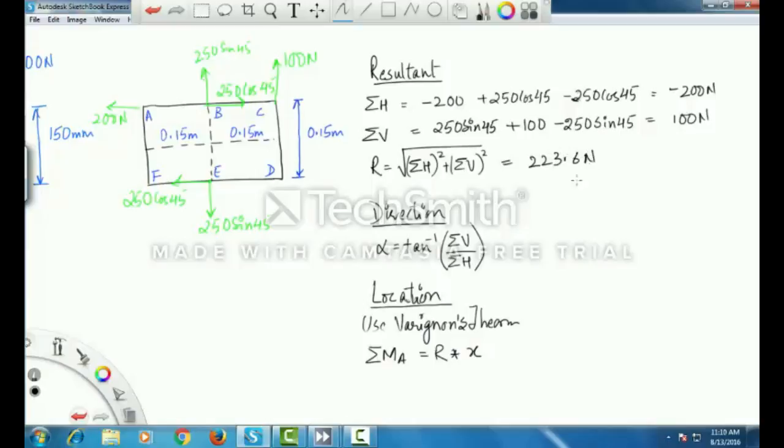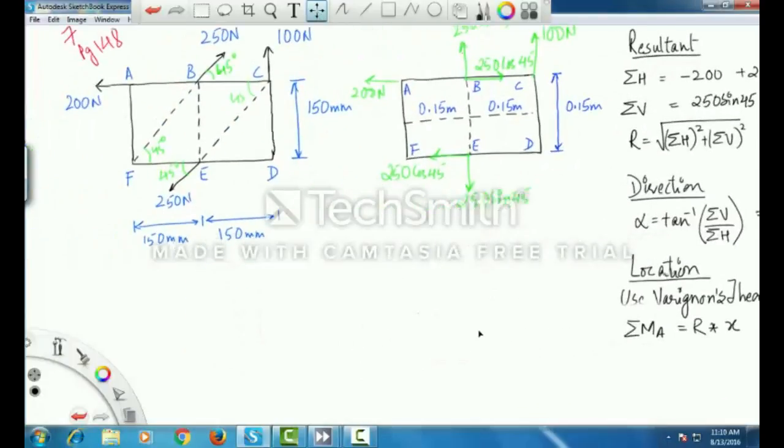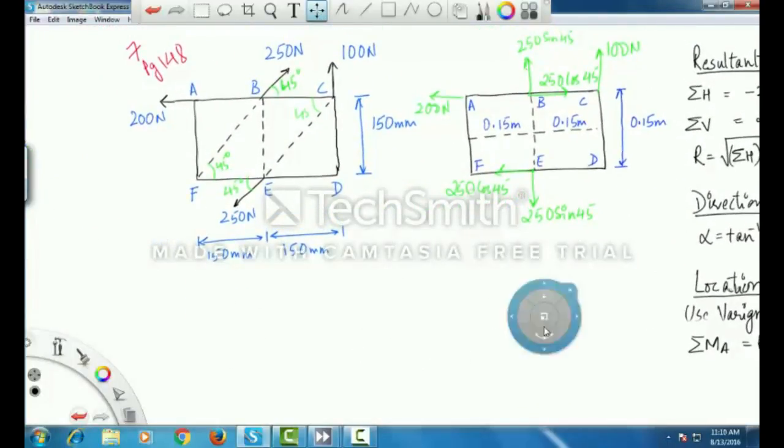Now the resultant you already know, so I'm just going to write the final answer. Direction also you know how to calculate. Substitute the values and you'll get 26.56 degrees. Now the main thing is how to find out the location. So we need to calculate the moment at point A. Let's see how to find the moment at point A.